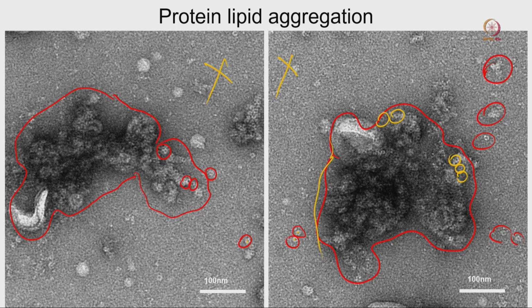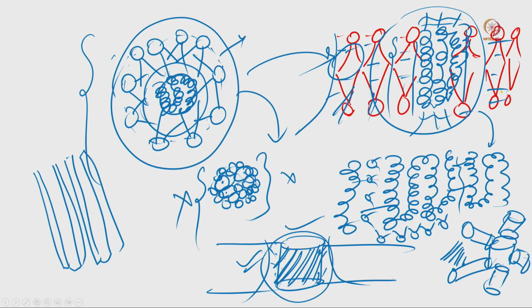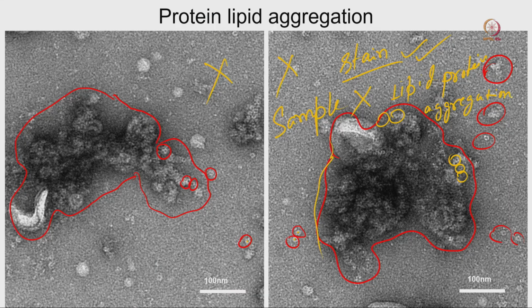So as a stain, here it is good, but the sample is bad because it is a lipid protein aggregation. So that we have to consider and we have to work on that particular portion.